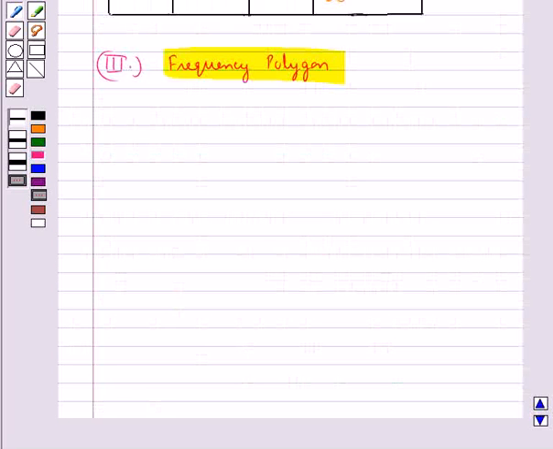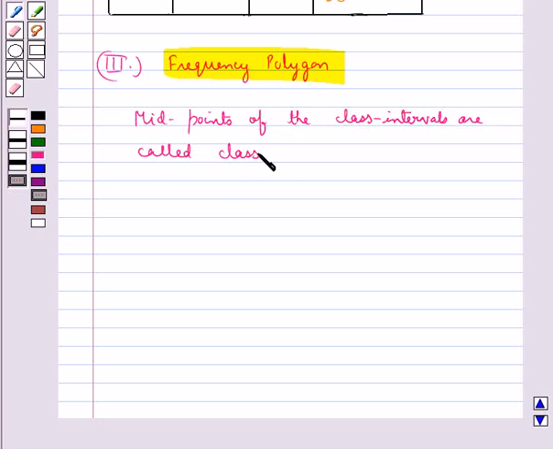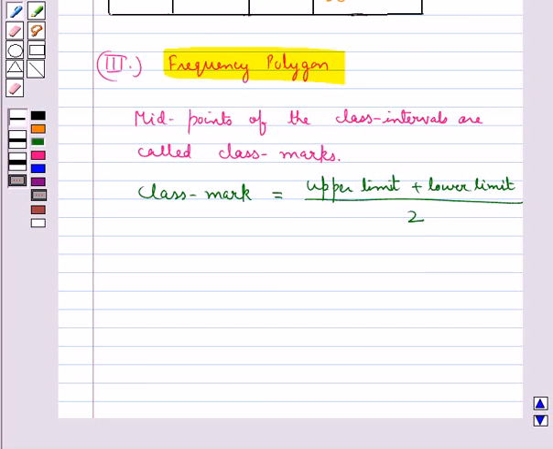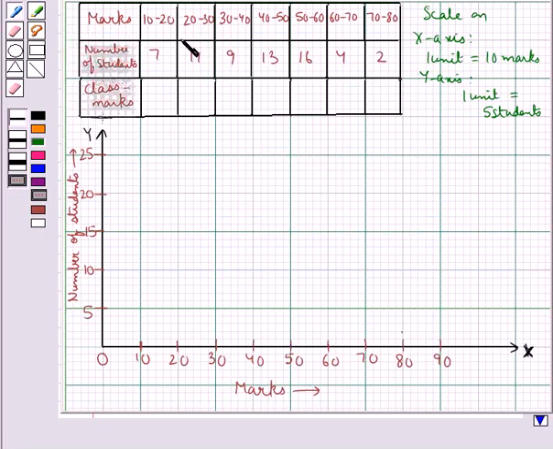Frequency polygons can also be drawn independently, that is, without drawing the histograms. For this, we need the midpoints of the class intervals given to us, and the midpoints of the class intervals are called class marks. That is, class mark is equal to the upper limit plus the lower limit, total upon 2. Consider this data given to us in which we have the marks and the number of students.